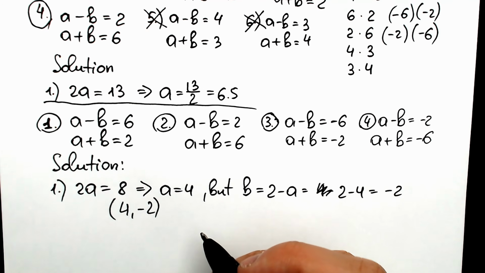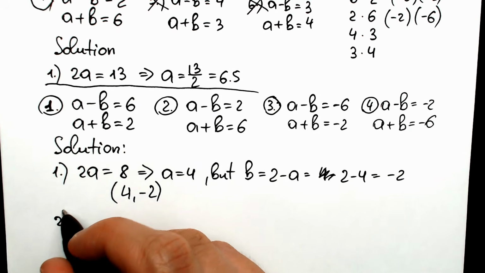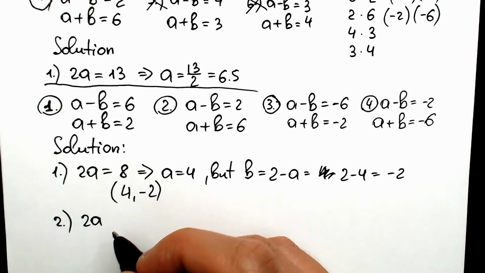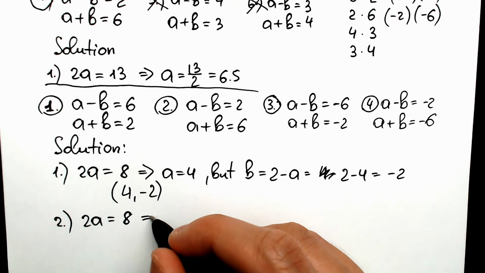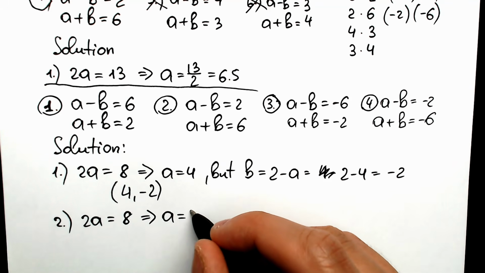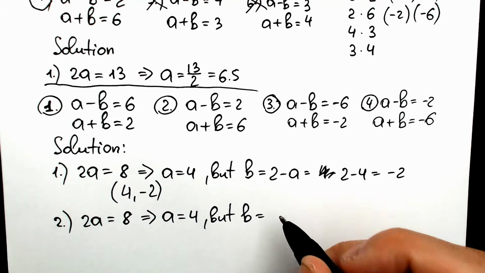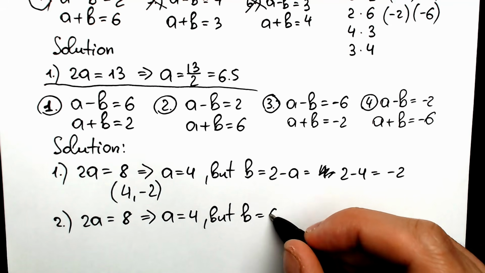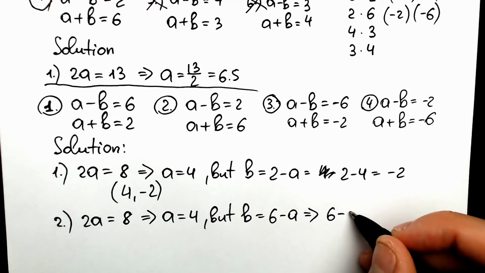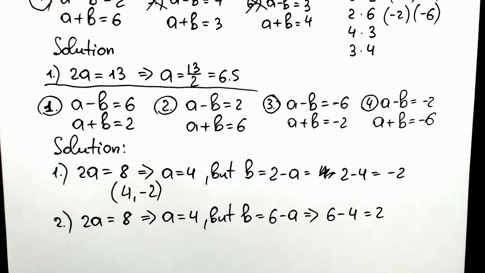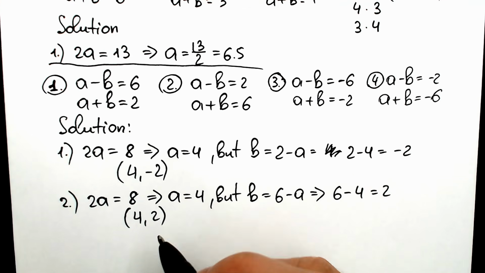Okay, let's go to the next pair. We can solve it real quickly. We have the same addition, 2a equal to 8 as well. And from here, our a is equal to 4. But what about b? b equal to 6 minus a. That's why we have 6 minus 4 equal to 2. And we have our second pair: 4 and 2.